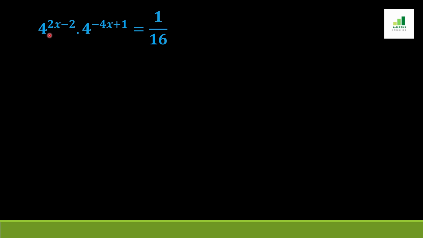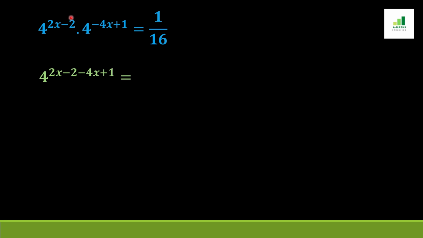So our given question is 4 to the power 2x minus 2, into 4 to the power minus 4x plus 1, equal to 1 over 16. In order to solve this equation, first we apply a basic algebraic rule, which is: if the bases are the same then the powers will be added together. So what will we get?